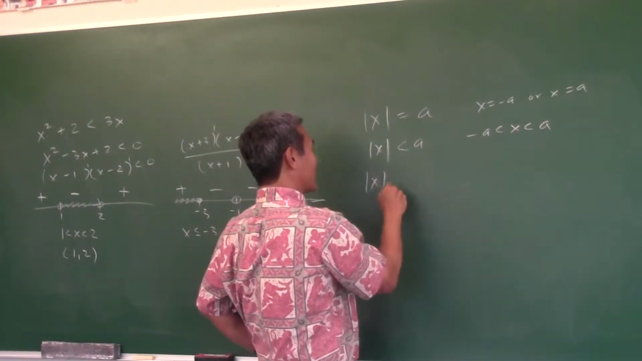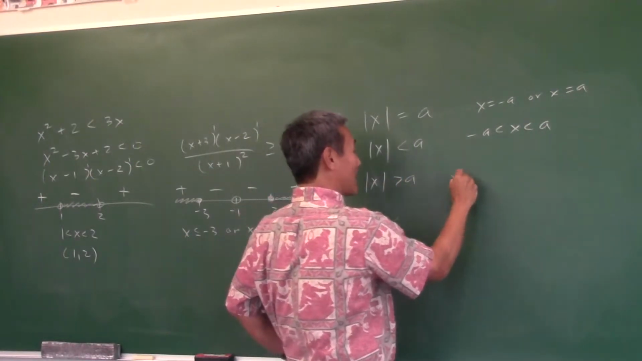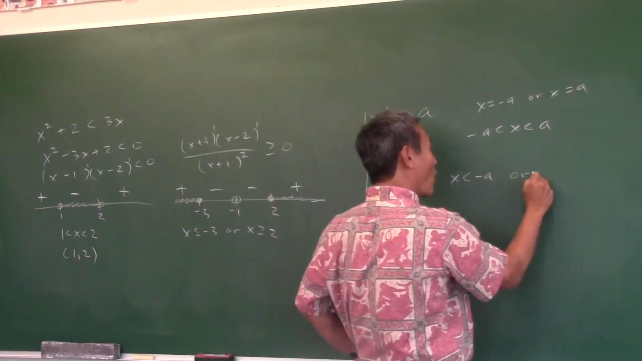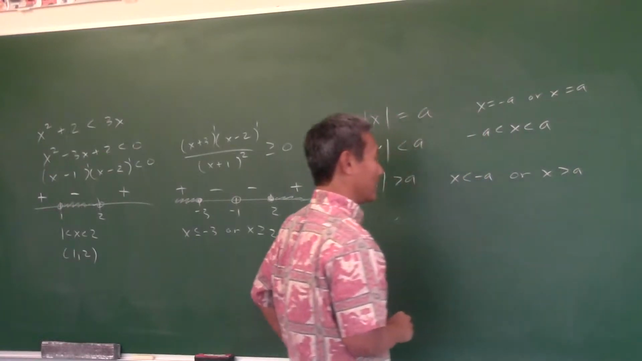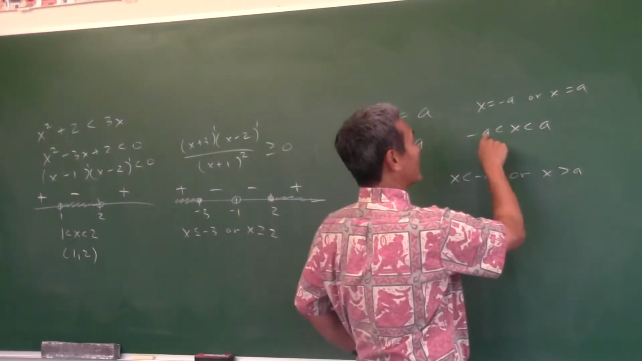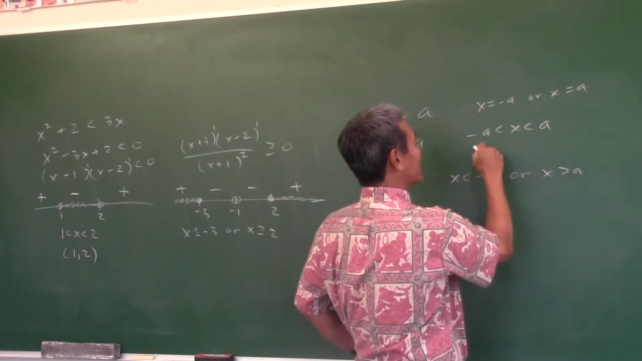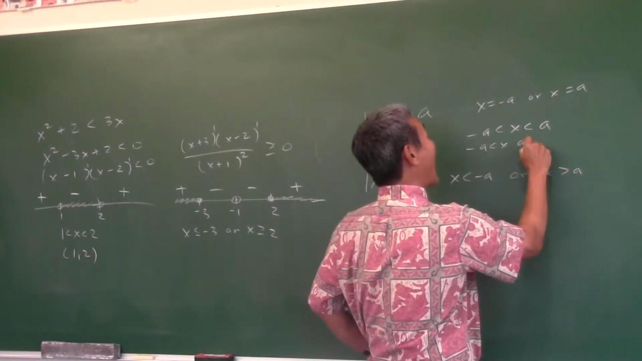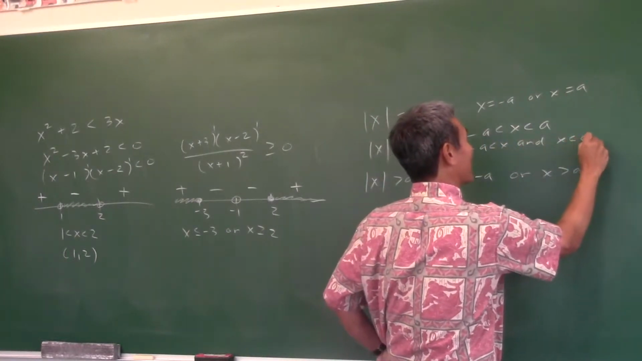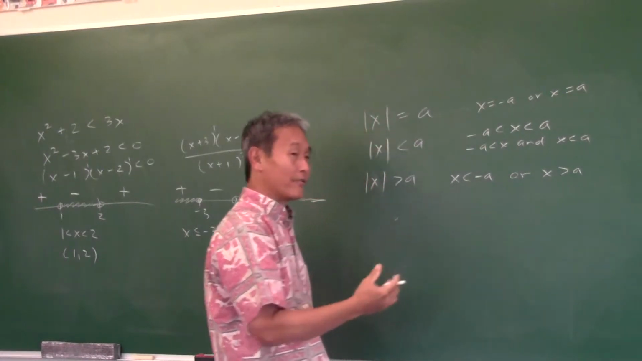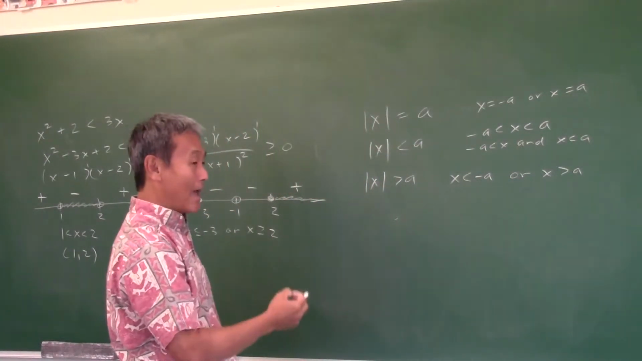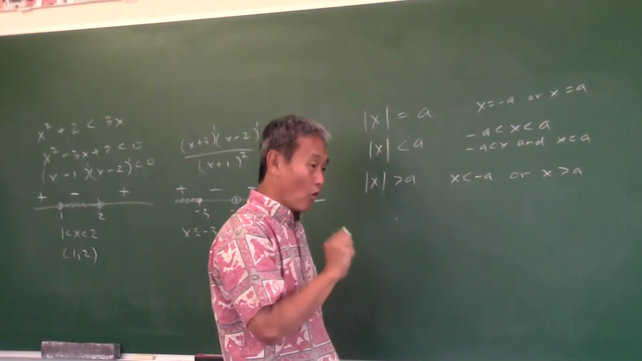And if absolute value of x is greater than a, that means x is less than negative a or x is greater than a. And of course, this inequality, if you need to split it up, this actually means negative a is less than x and x is less than a. So that means you need to know the difference between and or now. And means intersection, or means union.